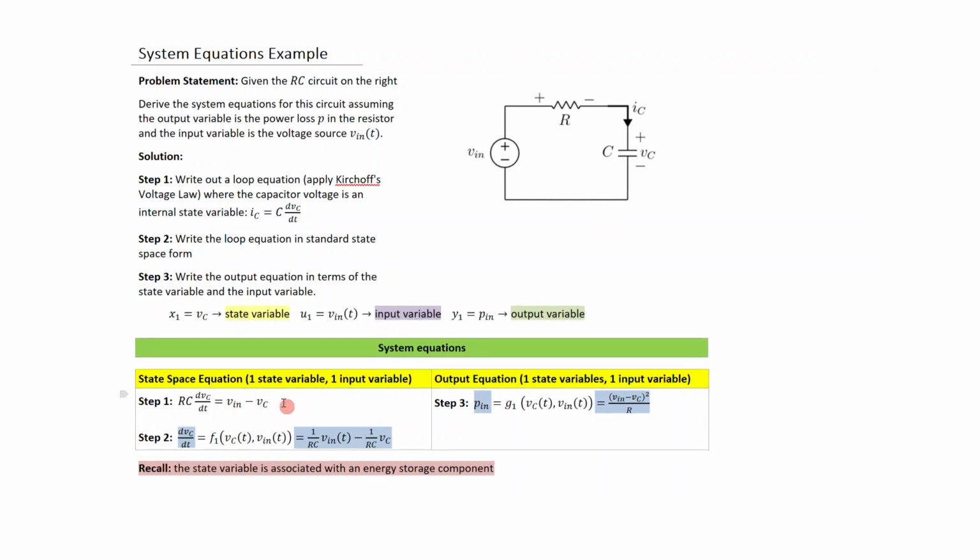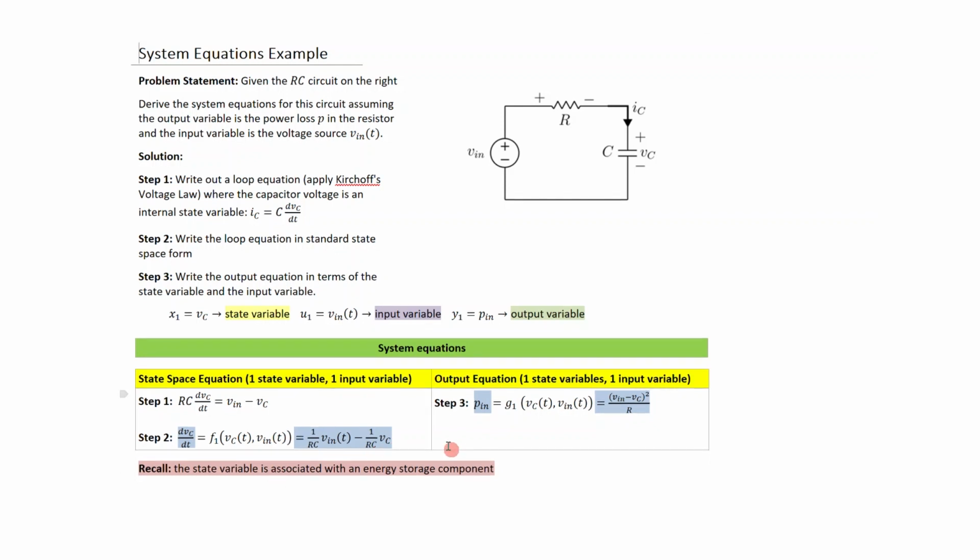However, this is not in state space form. We need to divide through by RC on both sides, which allows us to obtain an expression of this form. This would be 1 over RC V of n of t minus 1 over RC V of c. This is also going to be a function of time. You can see that this is a function of the state variable, V of c of t, as well as the input variable, consistent with the description that we gave for the system equation on the previous slide.